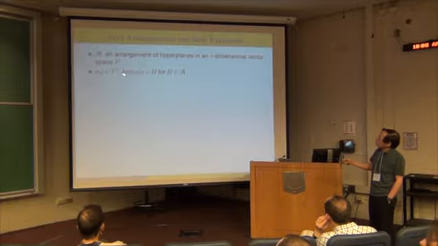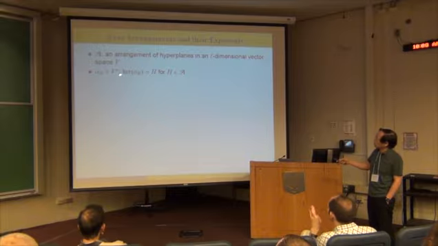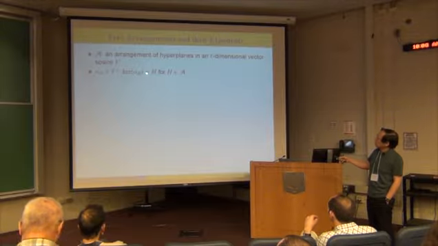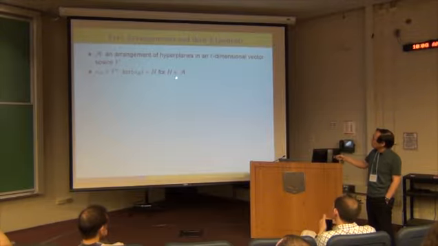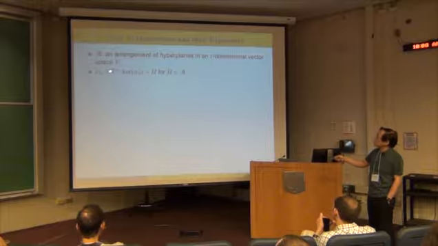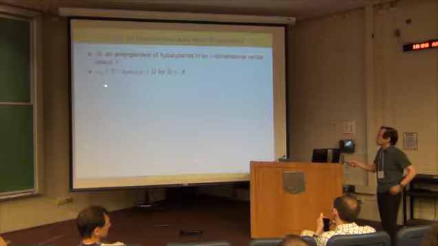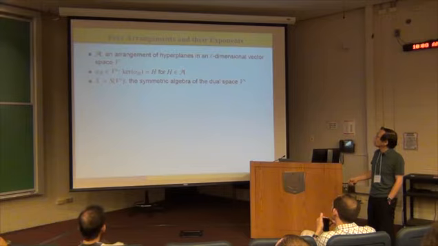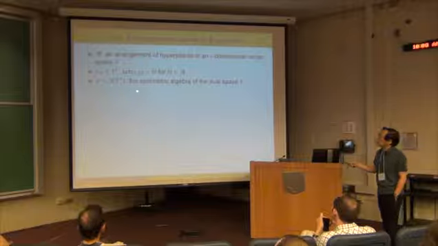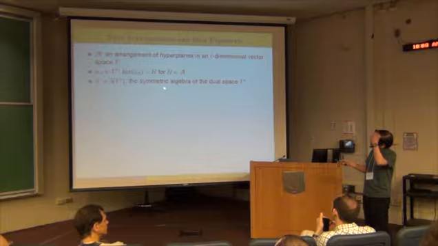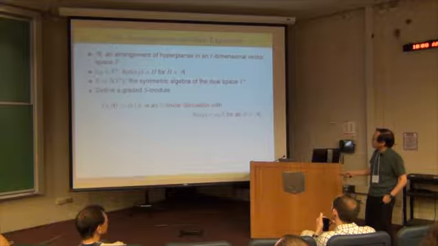Alpha H is in V star. This is the vector space, and this is the dual space, and this is H. For every H, you can pick alpha H, which is determined up to a non-zero constant multiple. And S is the symmetric algebra of the dual space V star, which can be regarded as the algebra of all polynomial functions on V. This is also standard.